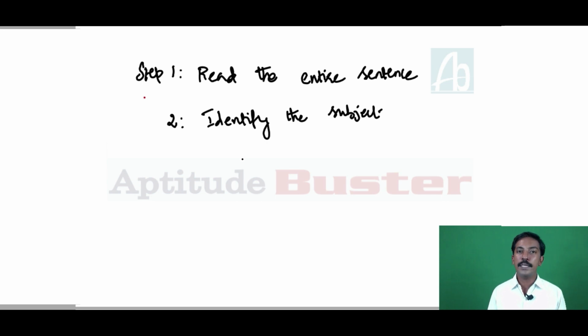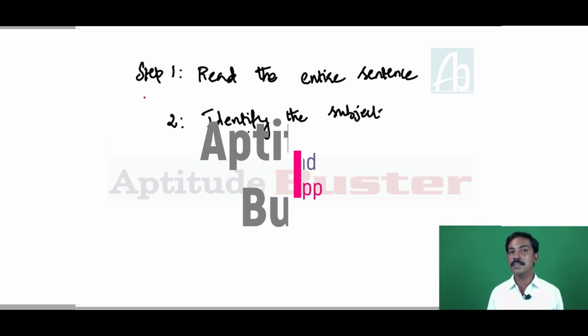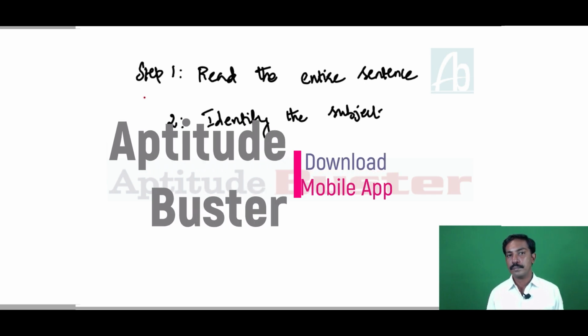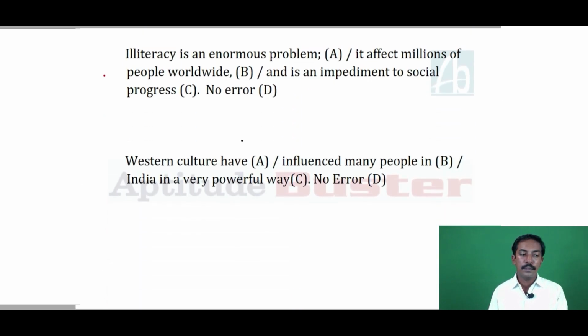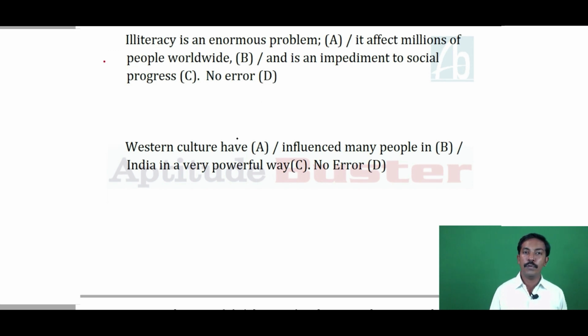As you do, identify the subject. Unlike the sentence correction format, I can't ask you to pick clues from the non-underlined portion. So which means comparatively sentence correction is simpler than spotting error questions. Well, here we need to read the sentence. We need to identify the subject. Let's move forward.